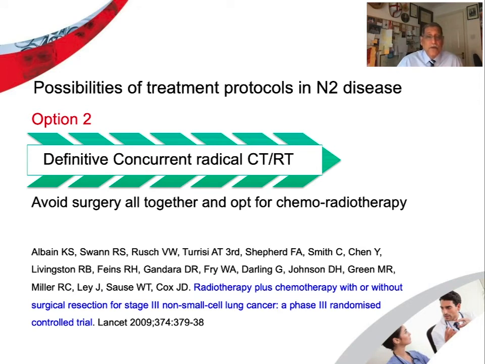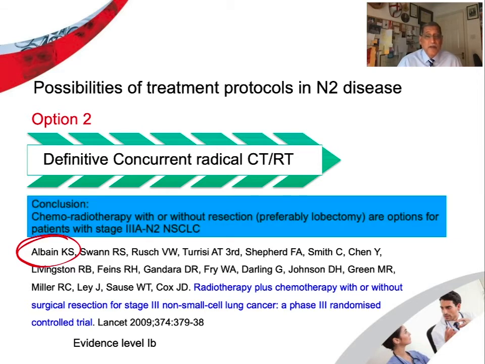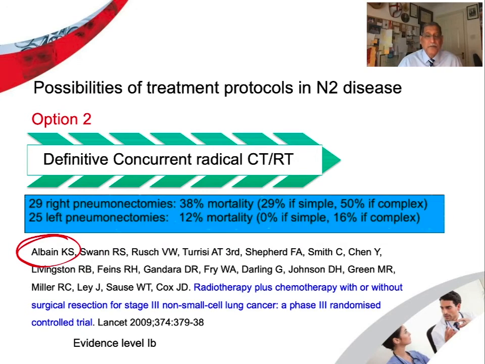Option 2 is to avoid surgery altogether and go for radical chemoradiotherapy, nothing else. The evidence comes from the Christine Albain study in 2009, published in The Lancet. They found no statistical difference if surgery was added to patients who receive radical radiotherapy. There was a slight increment in the surgical arm, but not enough to register a statistical difference, especially when the surgery was only a lobectomy. However, the mortality rate with pneumonectomy was high, giving the edge to chemoradiotherapy over surgery.